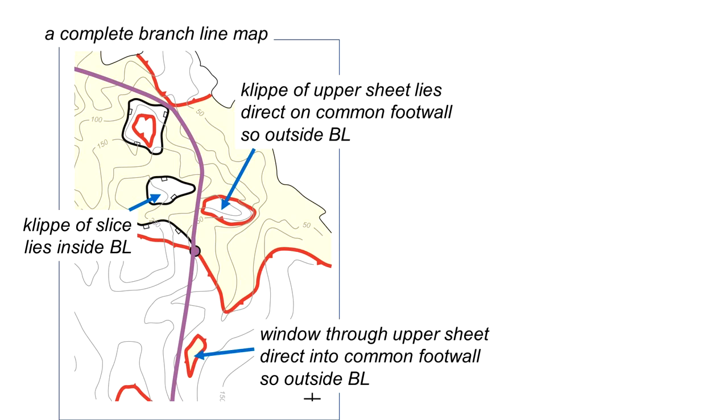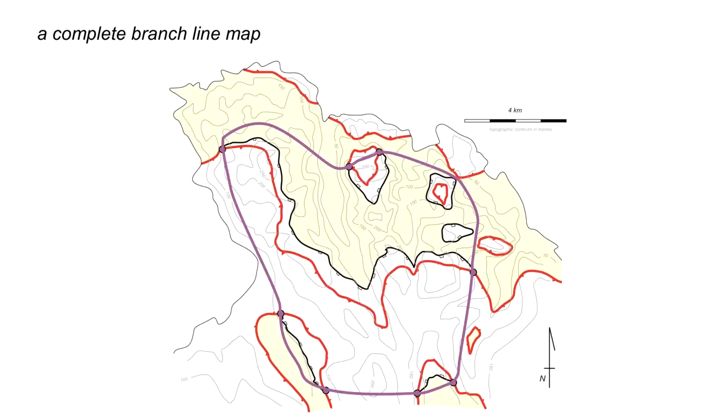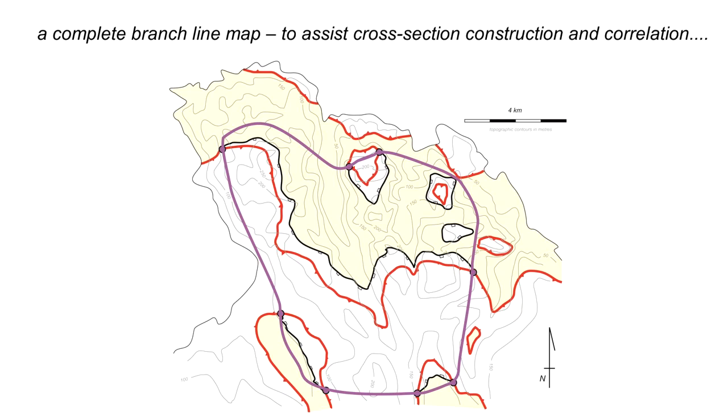And finally, down here, there's a little window where we see through the upper thrust sheet, again, directly onto the common footwall without that slice between. So that lies outside the branch line. So there is our complete branch line map. We've assessed it for topological correctness and to see whether it honours this idea of containing all pieces of our thrust slice. Branch line maps like this are really useful.